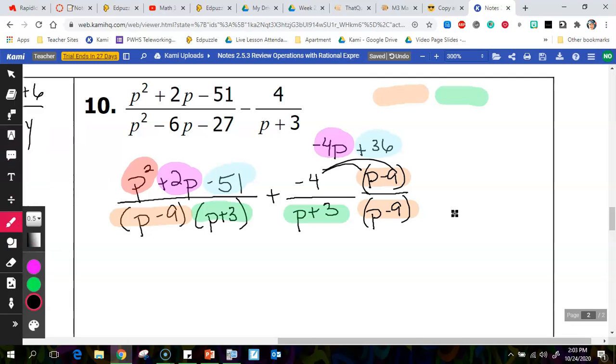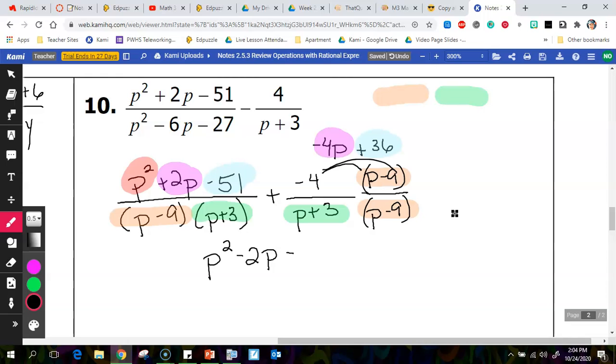All right, so now I'm going to add the like terms in the numerators. P squared minus 2p minus, what is negative 51 and 36.